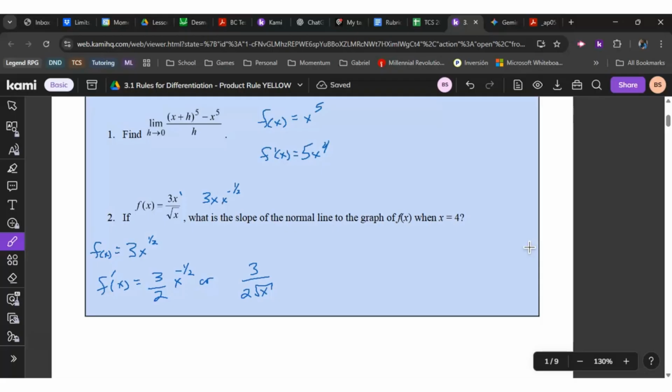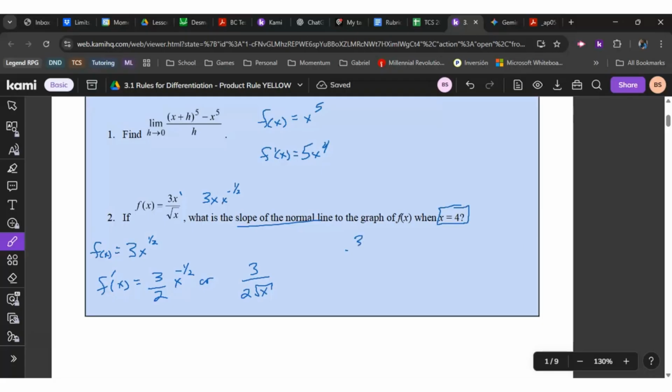The power rule just means that we take the exponent, we pull it down in front, then we subtract 1 from our original exponent. Okay? All right. Now it's asking us for the slope of the normal line. So far, this is the derivative, which would be the slope of the tangent line. So first, let's plug it in, and then we'll flip it. So let's plug in our x equals 4.